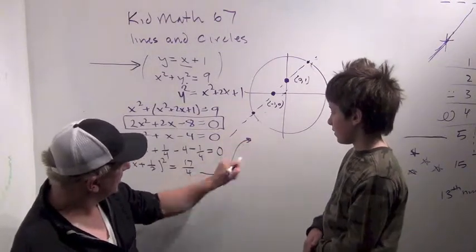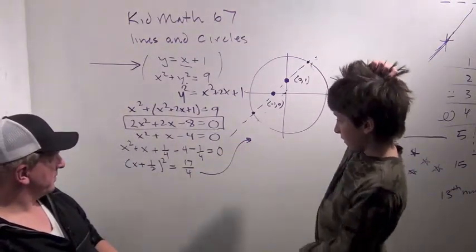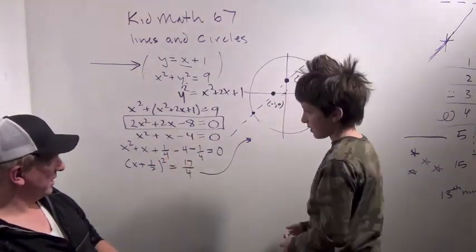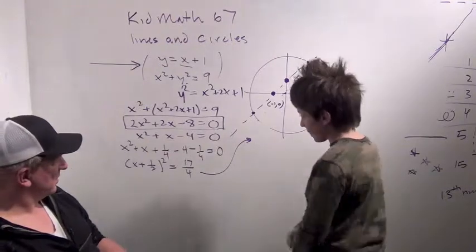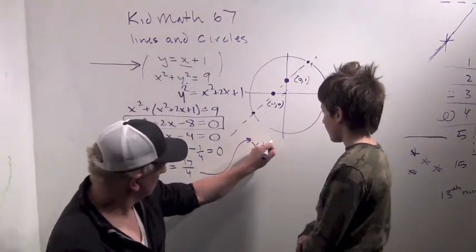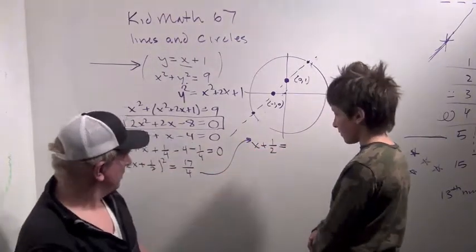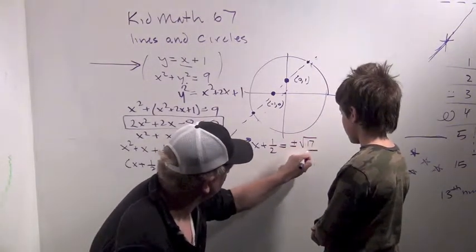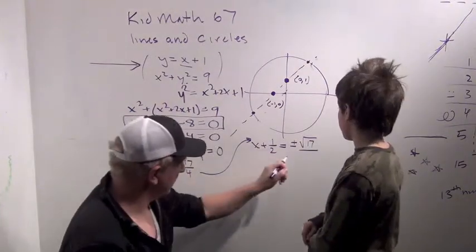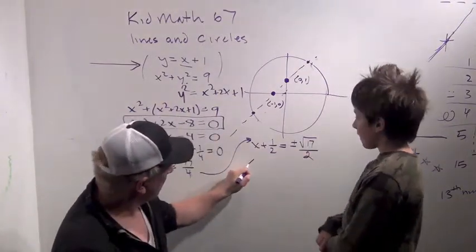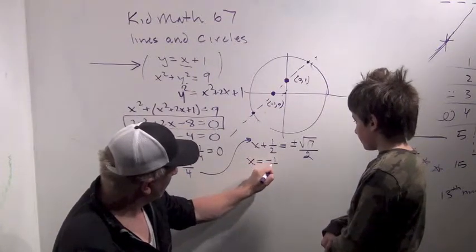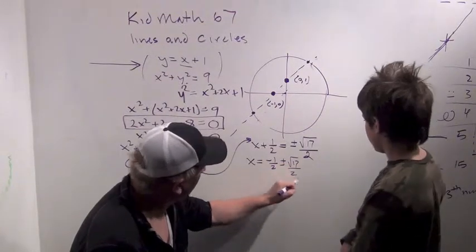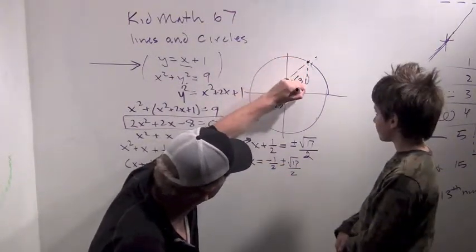Okay, and what now? What are you going to do now? Well, now we take the square root of both sides. What do we get? We get x plus 1/2 equals plus or minus the square root of 17/4, which I'll write as the square root of 17 on the top and 2 on the bottom. And that is x equals negative 1/2 plus or minus the square root of 17 over 2. So I've learned the x values of my intersection.